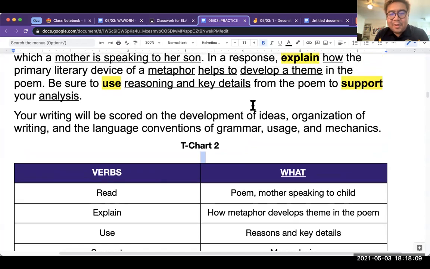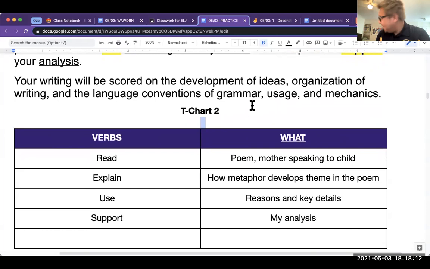You've got your T-chart. What are you going to do? At this point, you read.